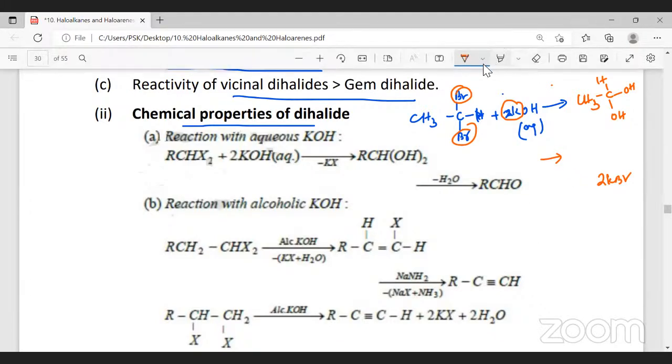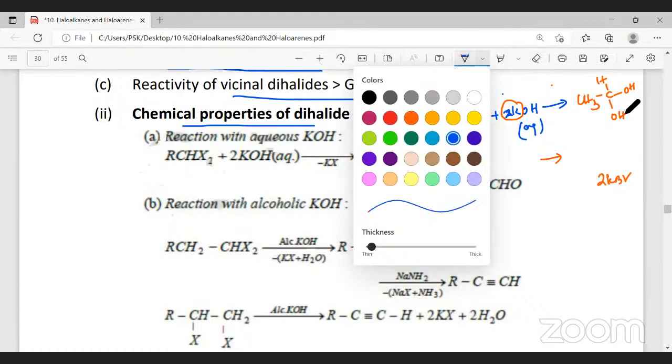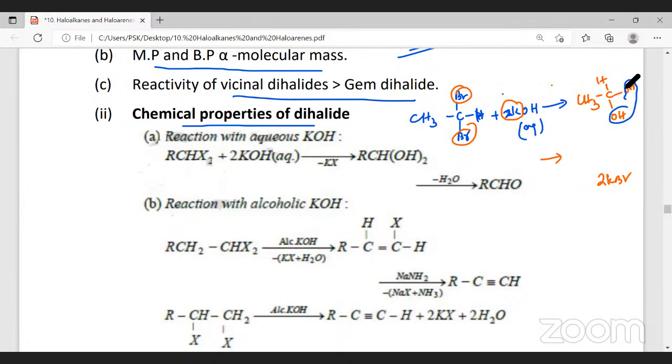When I say it will be highly unstable, what happens is there will be a loss of a water molecule. So water, H2O, gets eliminated. What is left out? You have CH3, CH, and an oxygen here. A double bond will be formed. Aldehydes will be formed. So when geminal dihalides are treated with aqueous potassium hydroxide, you get an alcohol as the intermediate compound, no doubt. But since the carbon contains 2 OH groups, which are bulky groups, the stability of this molecule will be less. Therefore, a water molecule will be lost to form an aldehyde.